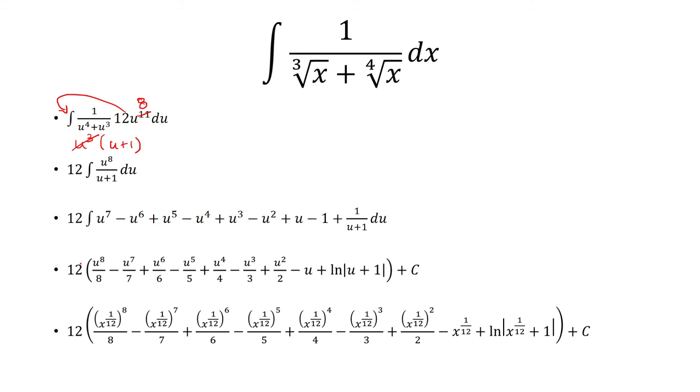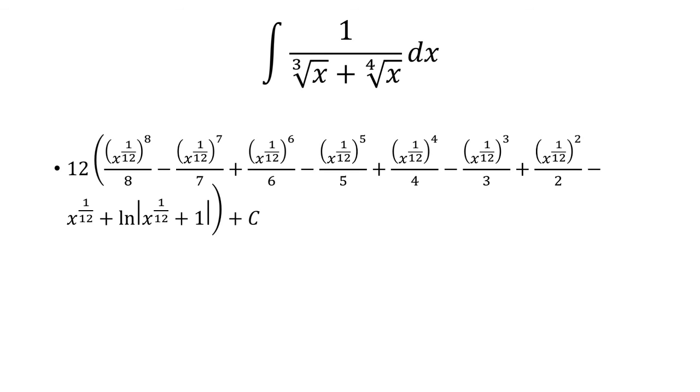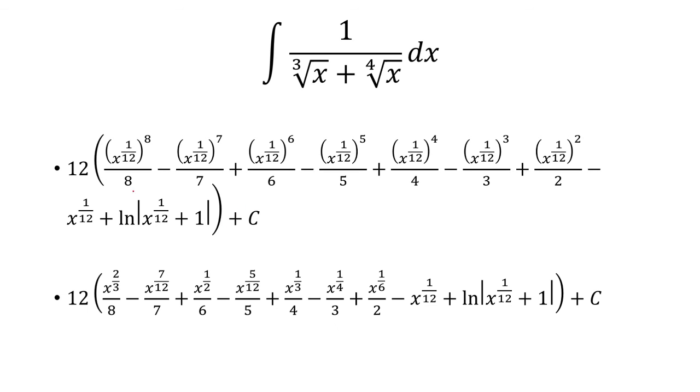Okay, next we're going to replace u with x to the 1/12 power, because that's what we let u be. So all we have to do is simplify. We have, for the first one, an exponent to an exponent. You multiply, so you'll have 8 over 12, which is 2/3.